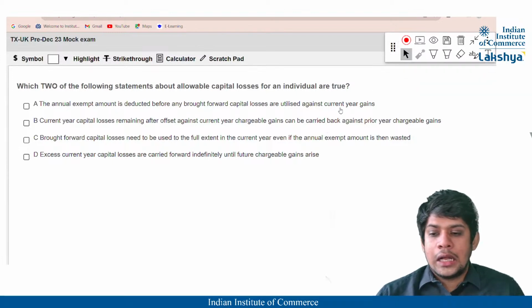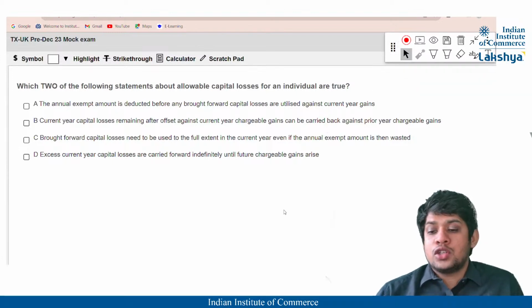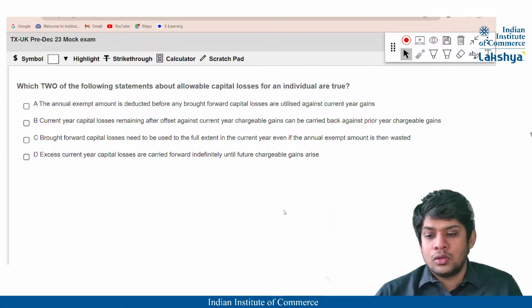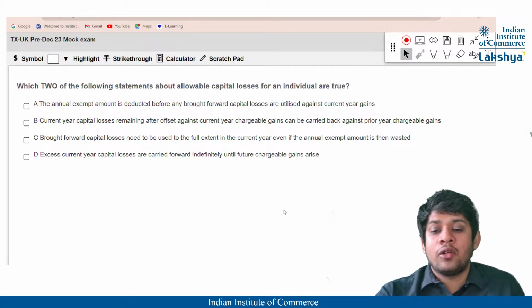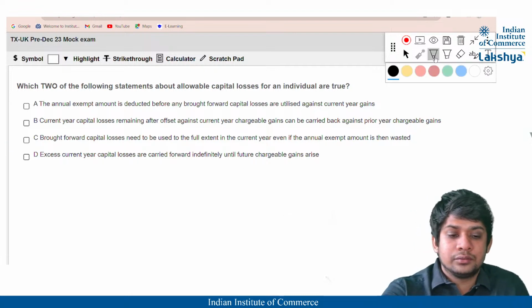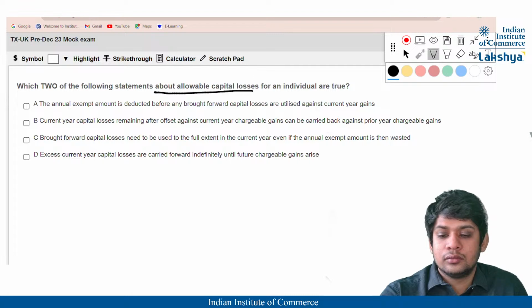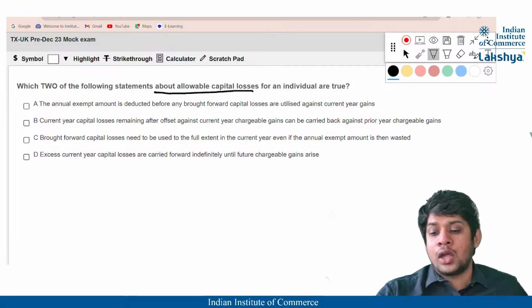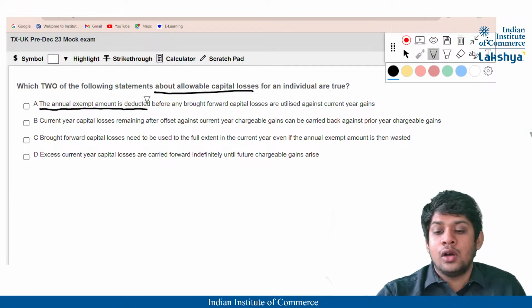Okay guys. Now we have to look here which two of the following statements about allowable capital losses for an individual are true. So you have to say which two of them are actually true. Okay, for the allowable capital losses of an individual. Okay, firstly they are saying the annual exempt amount. Obviously you all know what capital losses are, guys.